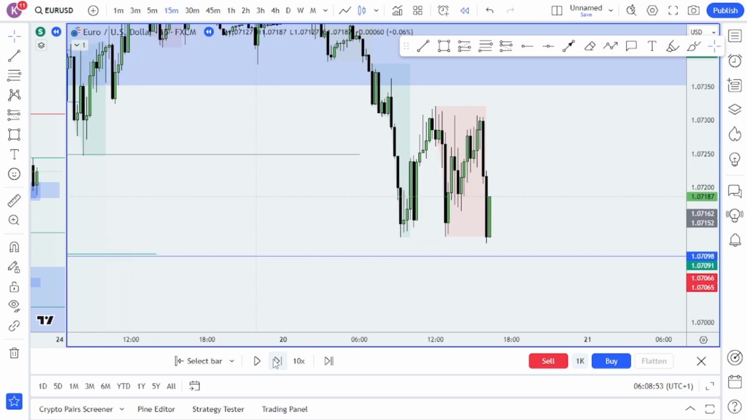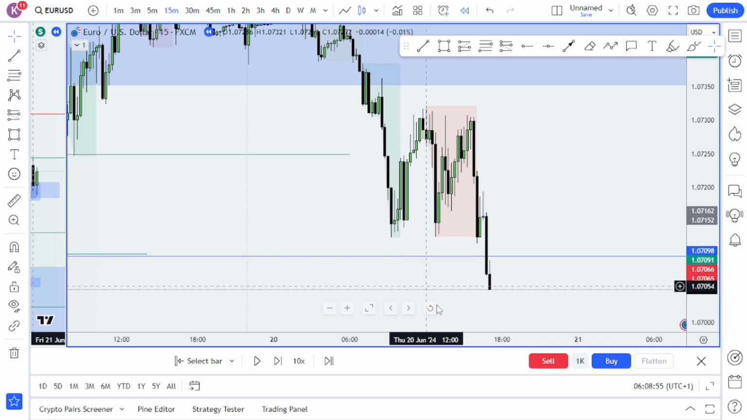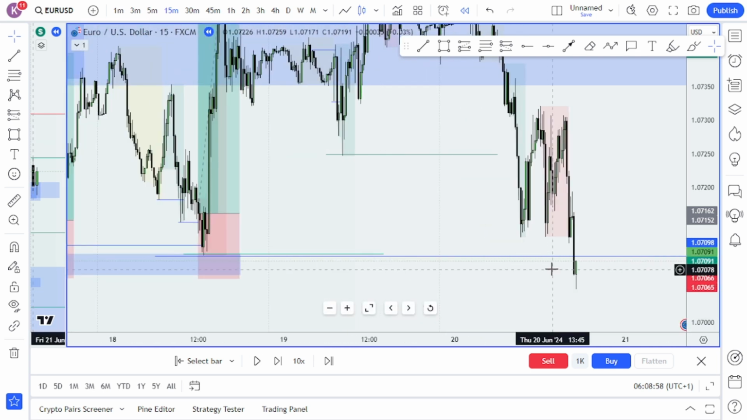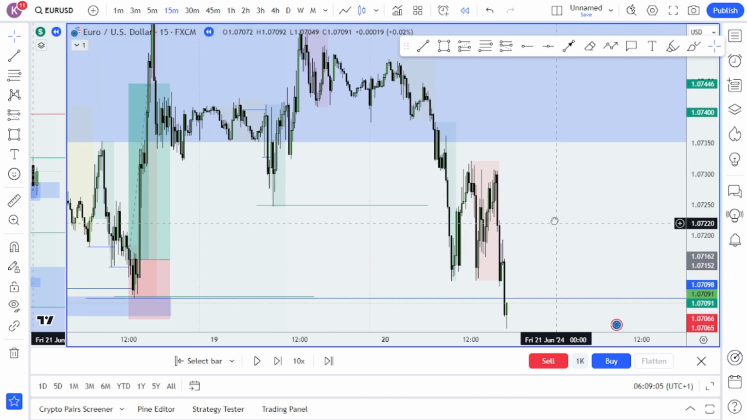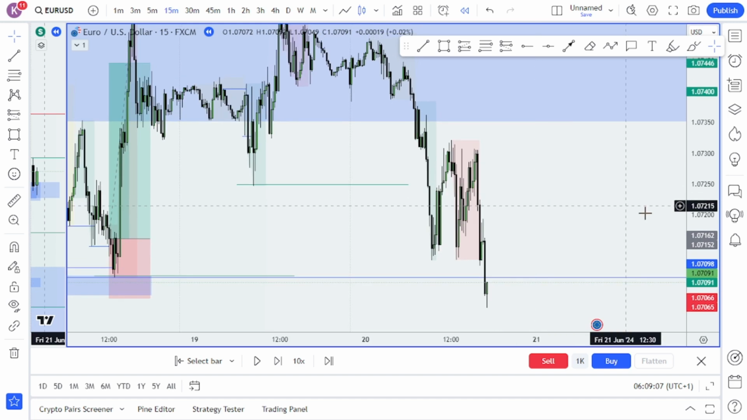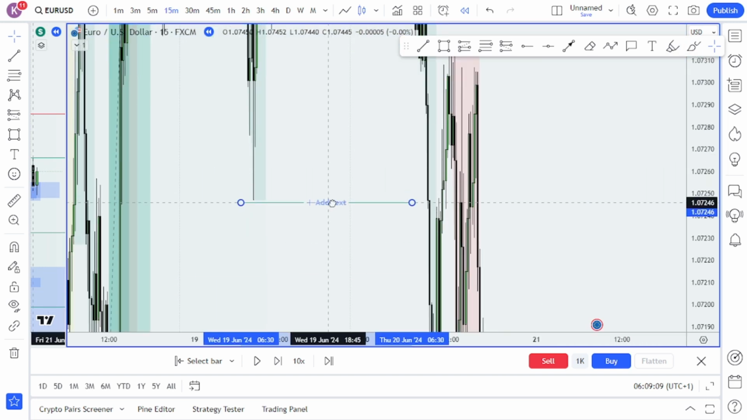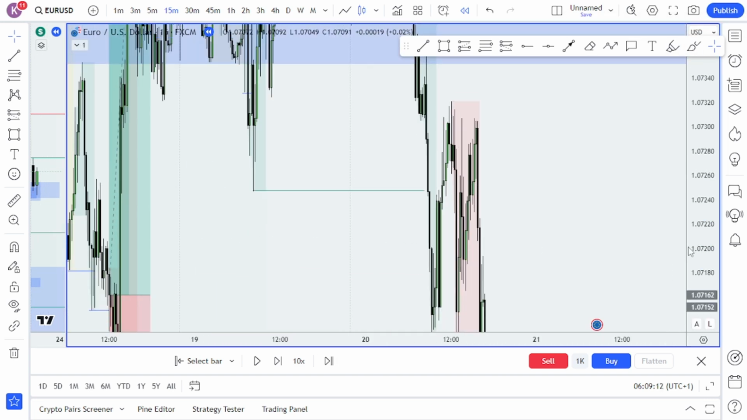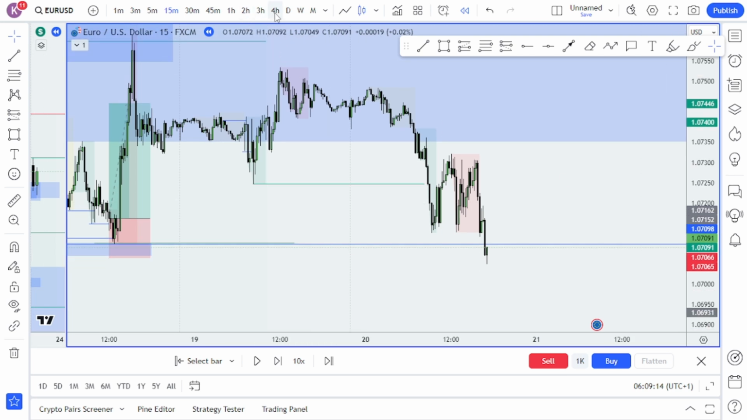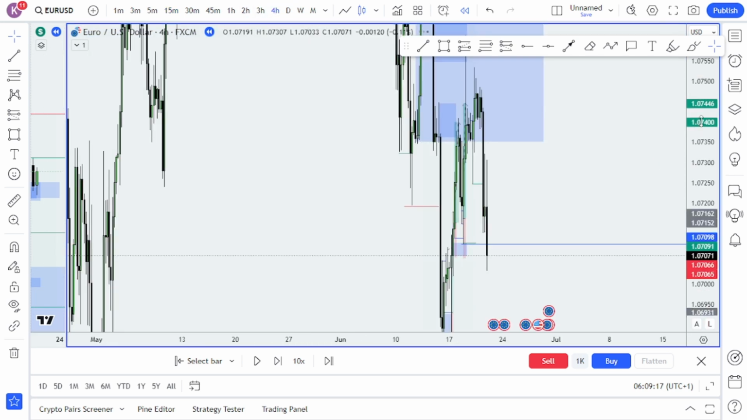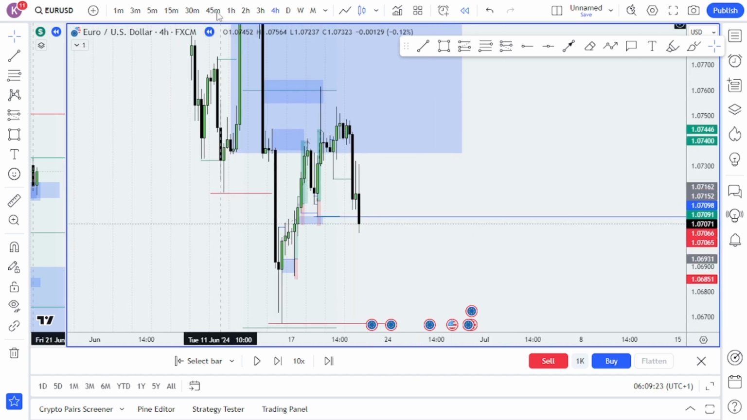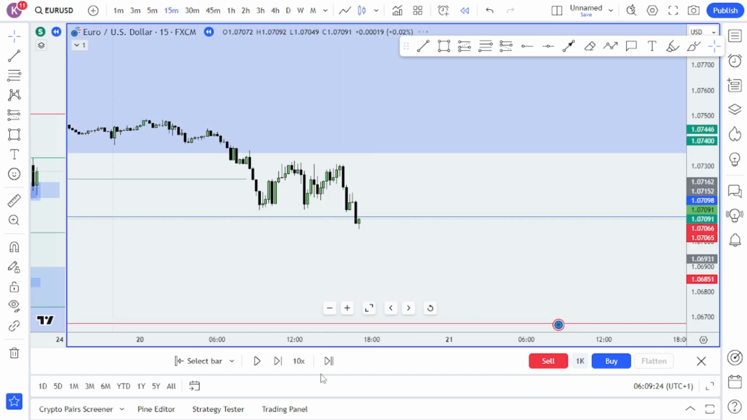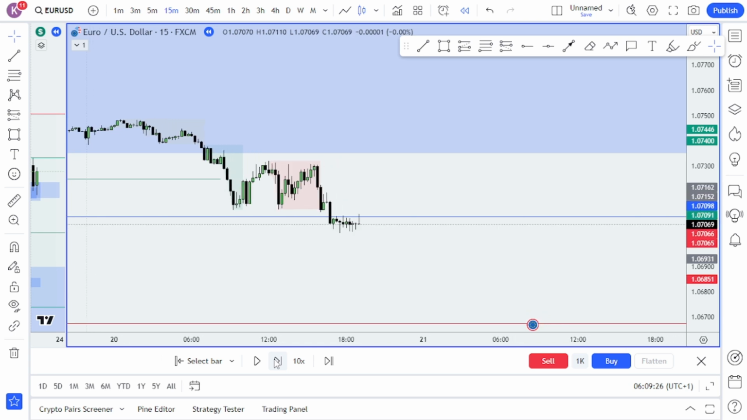No significant high was run with this sweep. The price just got there. It was very bearish. Very bearish. And that was it. Very straightforward. The draw is literally down. The price kept going lower and lower and lower. Okay, so that was enough for this day, I think. So let's look at the next day.